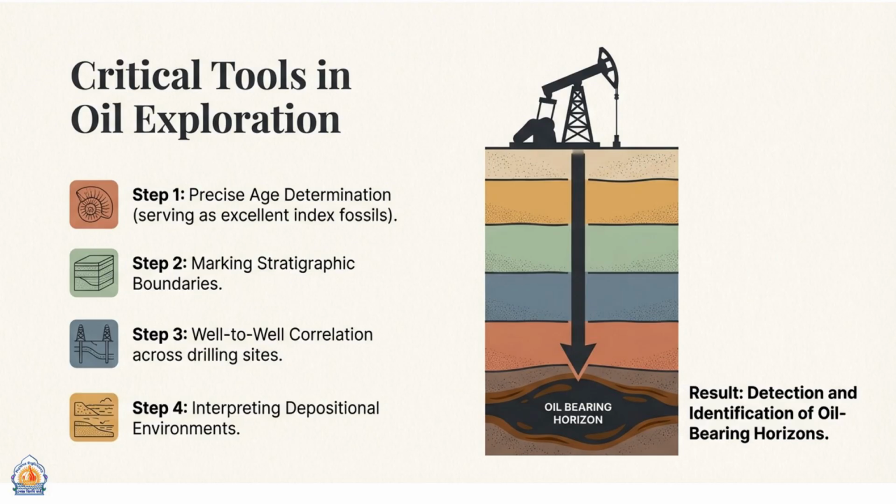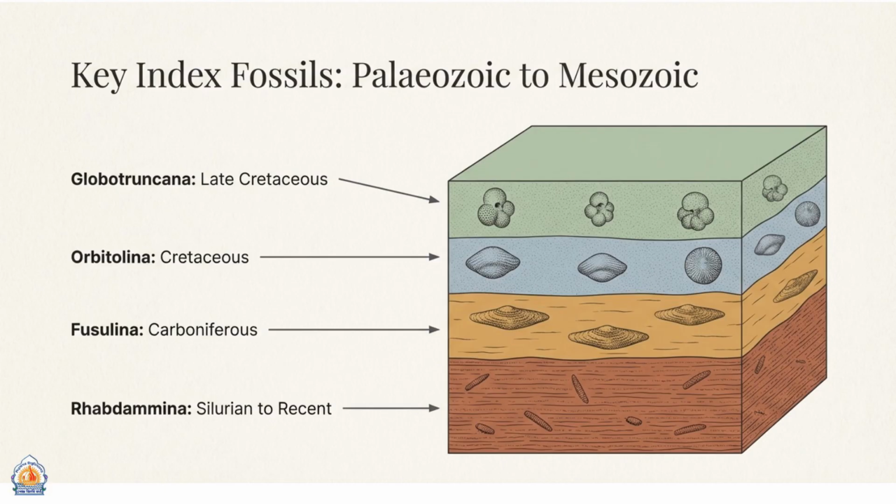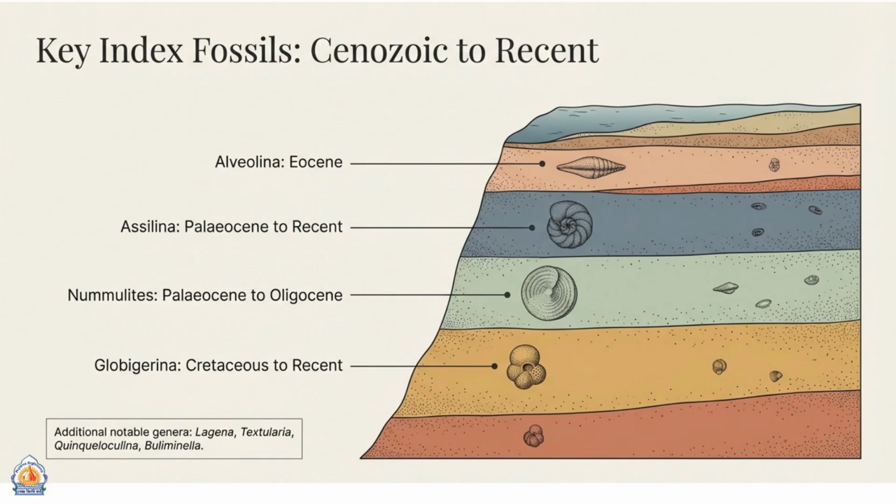Several genera of foraminifera are considered as index fossils. For example, Rhabdammina, it has a stratigraphic range from Silurian to recent. Fusulina from Carboniferous, Orbitolina from Cretaceous, Globigerina from Cretaceous to recent, Globotruncana late Cretaceous, Nummulites Paleogene to Oligocene, Ammonia Paleocene to recent, Alveolina from Eocene.